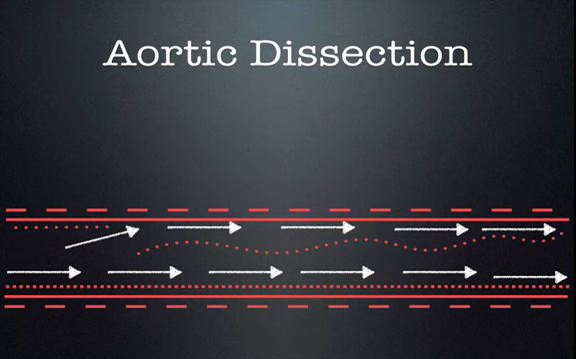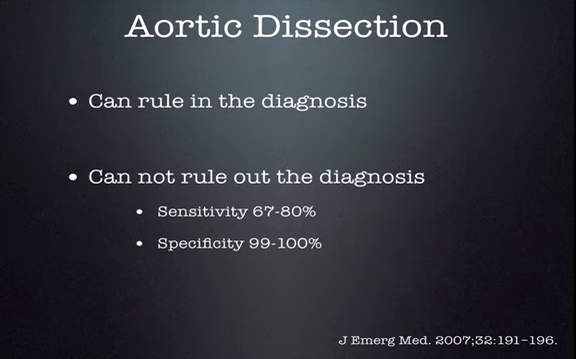This is an aortic dissection. Notice that the aortic diameter, however, is normal. Now, with regards to ultrasound evaluation for aortic dissection, we can certainly rule the diagnosis in, but you can see here that the sensitivity is only 67 to 80%. So you certainly cannot rule out the diagnosis. And as you'll see again later, if you clinically think the patient has aortic dissection and the ultrasound is normal, you have to continue the workup with some other imaging modality.